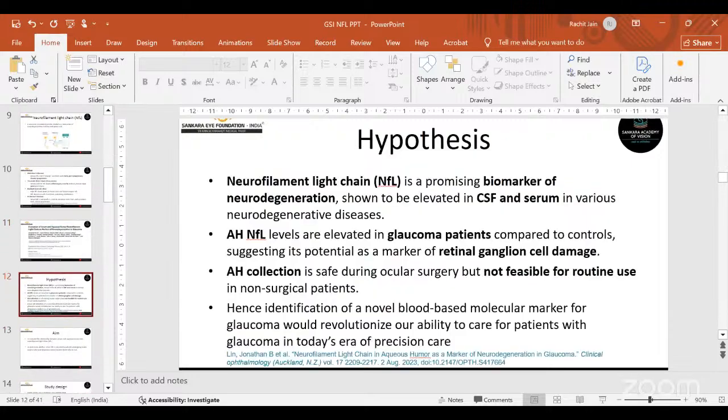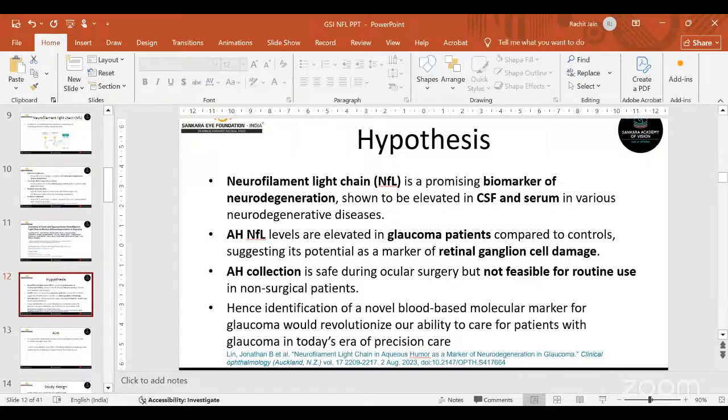So their hypothesis was, as it was already known that neurofilament light chain is a promising biomarker for neurodegeneration, shown to be elevated in CSF and serum in various neurodegenerative diseases. And in their previous study, the same group of researchers had shown that aqueous humor neurofilament levels are elevated in glaucoma patients compared to controls, suggesting it as a potential marker of retinal ganglion cell damage. That study had around 46 controls and 46 cases, and it showed a strong correlation of aqueous humor NFL levels with glaucoma and with the severity of glaucoma.